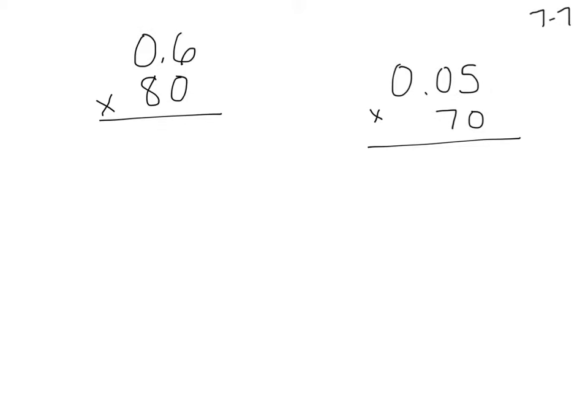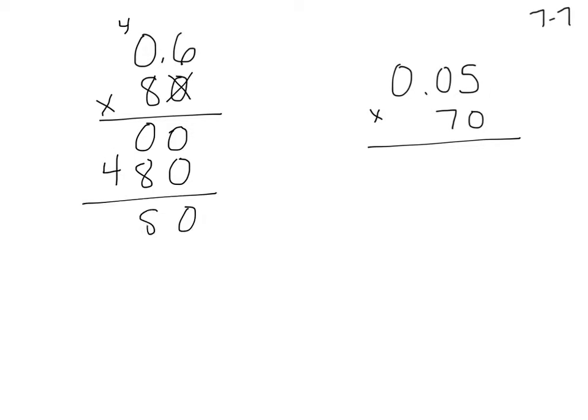Now, a lot of you, when there's a 0 here, you'll multiply 0 times 6 is 0, 0 times 0 is 0, and then you'll say, oh, I'm going to forget about that 0, put in a 0 as a placeholder, and finish the problem out that way, which is fine. When you add it together, you're going to get 480.